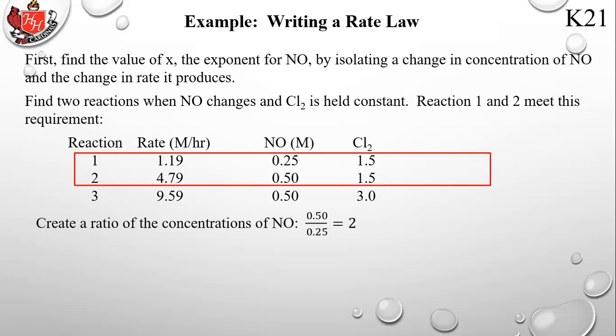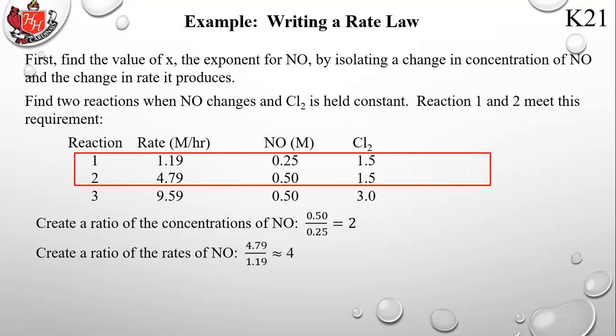So you create a ratio of the concentrations of NO. So you have 0.25 and 0.5. You can put them in either order, you can put either one on top, but it's wiser to choose to put the bigger one on top so you don't end up with a fraction. So 0.5 over 0.25 equals 2. So you've doubled the concentration of NO. How does that affect the rate of the reaction?